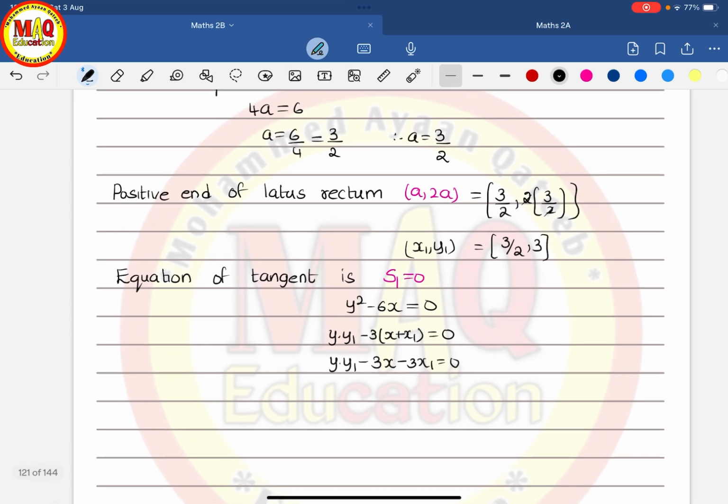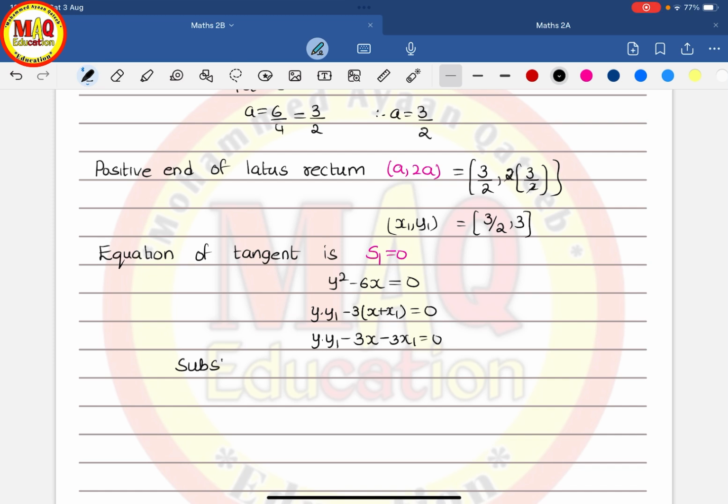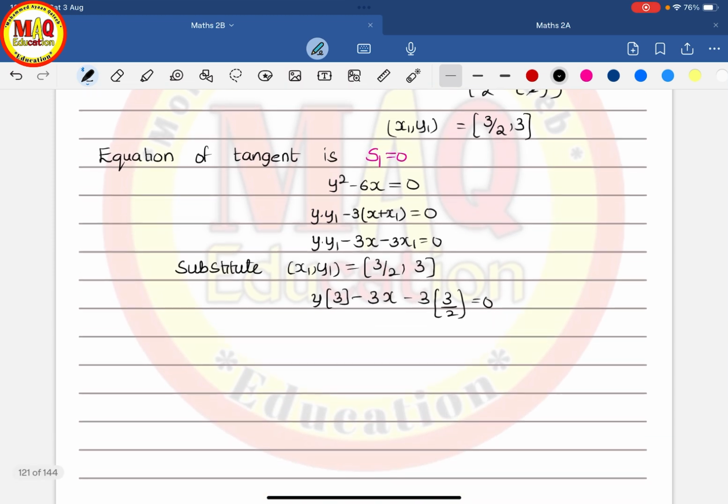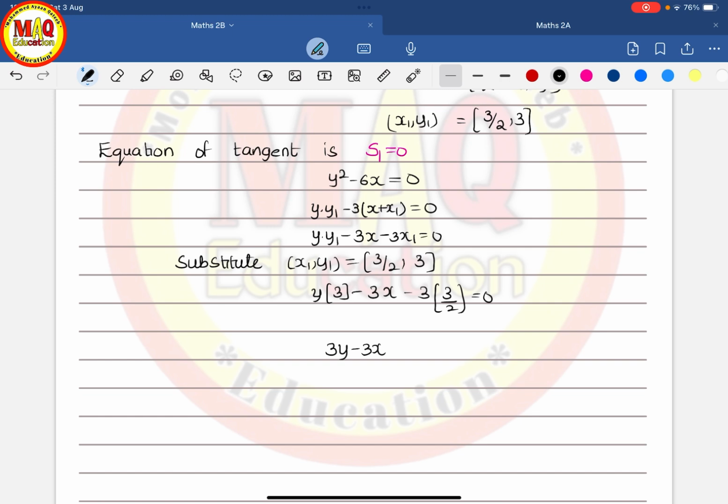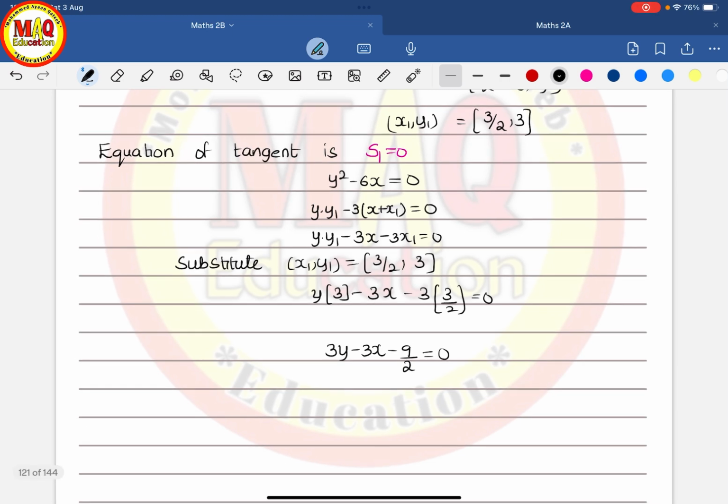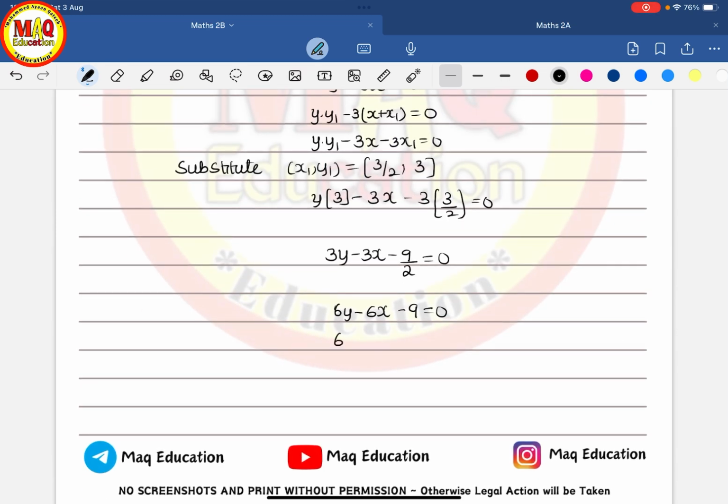Now we should substitute the values of x1 comma y1. Substitute x1 comma y1 equal to 3 by 2 comma 3. Okay. So here y into y1 is 3y, minus 3 into x is 3x, minus 3 into x1 is 3 by 2, equal to 0. 3y minus 3x minus 9 by 2 equal to 0. Multiply with 2, taking LCM 2: 6y minus 6x minus 9 equal to 0. Okay. Multiply with minus: 6x minus 6y plus 9 equal to 0.